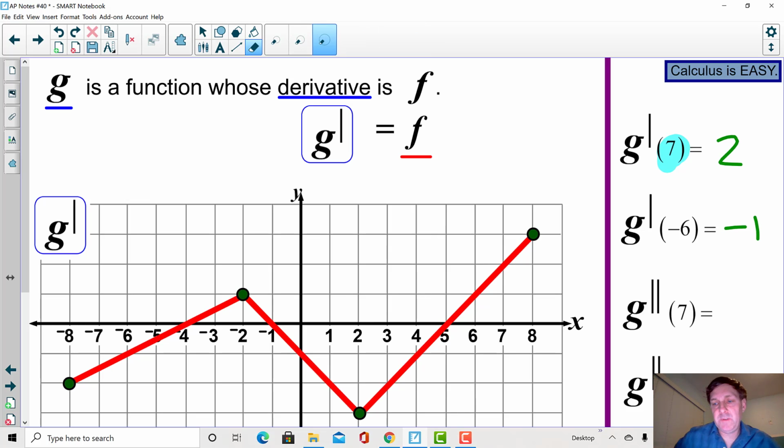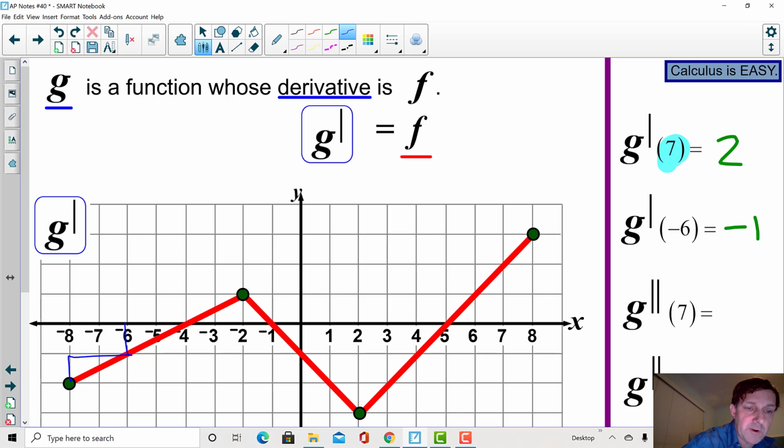Now the second derivative is going to be a little bit harder. Remember, the second derivative is the slope of the first derivative. So that would be the slope of this graph. Now when you have lines, the slope is the same everywhere on that line. So for this line, you can see that we go up 1 and right 2, up 1 and right 2, up 1 and right 2. So that means 1/2 is going to be the slope of that line.